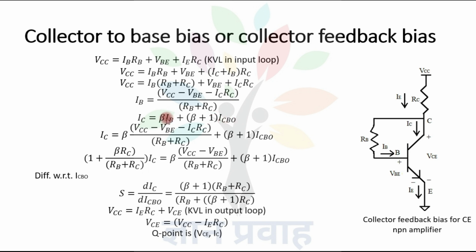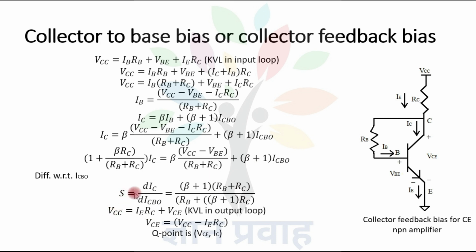Here we are replacing the value of IB by this expression. IC equals beta (VCC minus VBE minus IC RC) upon (RB plus RC) plus (beta plus 1) ICBO. By simplifying this equation, (1 plus beta RC upon (RB plus RC)) IC equals beta (VCC minus VBE) upon (RB plus RC) plus (beta plus 1) ICBO. Now the next target is to find the stability factor of this biasing circuit.